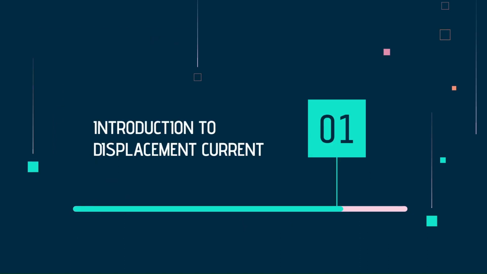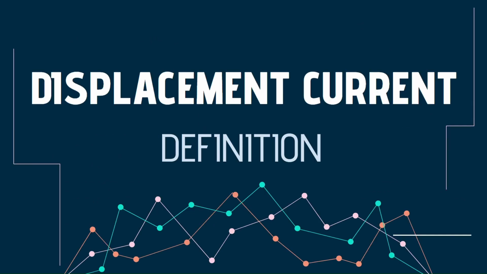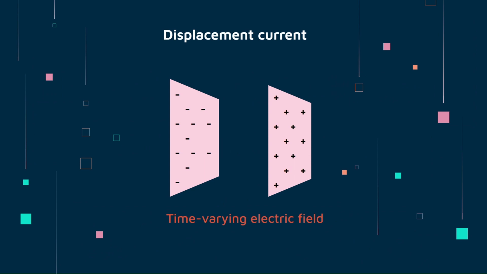First of all, let us go through the introduction to displacement current. In electromagnetism, displacement current is defined as an electric current created by a time-varying electric field rather than by moving charges.